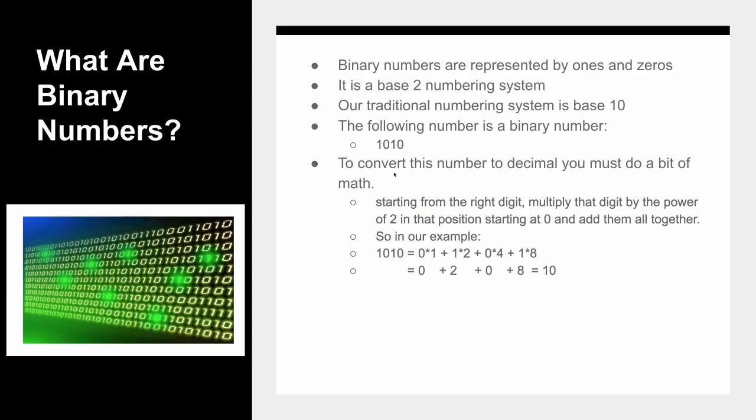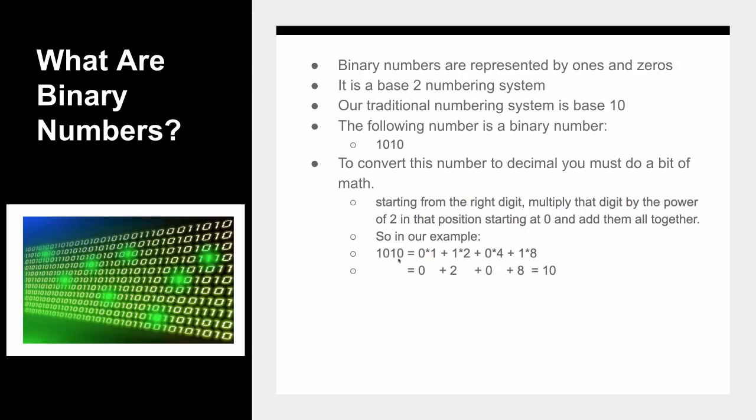So let's look at an example of this. We have 1010, and we'll start with the rightmost digit, which is 0. So we'll multiply 0 times 2 to the 0 power, which is 1. Then we'll multiply 1 times 2 to the first, which is 2. Then we'll multiply 0 times 2 to the second, which is 4. And 1 times 2 to the third, which is 8. Now if we multiply those out, we get 0 plus 2 plus 0 plus 8, which equals 10.